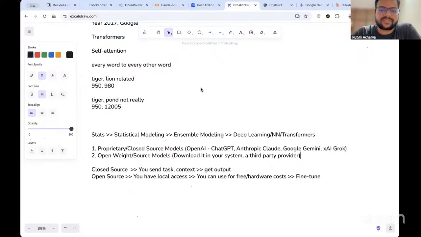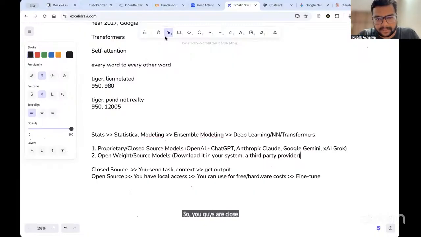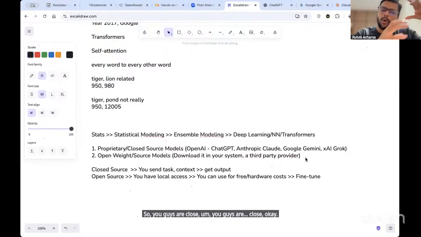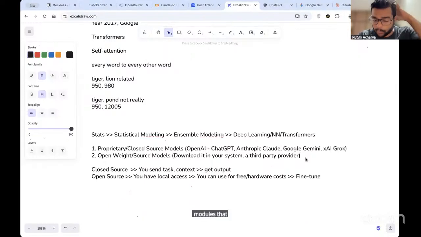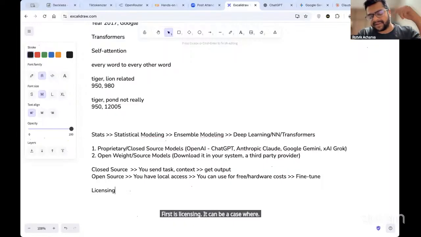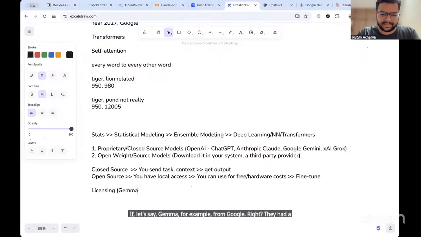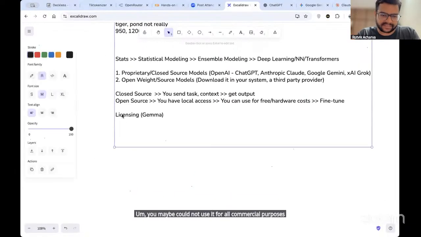Yes, open source, but the underlying source code is not shared, but the weights can be modified. Okay. So you guys are close. You guys are close. Okay. If you already are at a level where you understand at least open source, which is the general term for these models that you can download, I'll explain what these are. Okay. First is licensing. It can be a case where, let's say Gemma, for example, from Google, right? They had a restrictive license, I believe. You maybe could not use it for all commercial purposes. So that's one of the aspects.